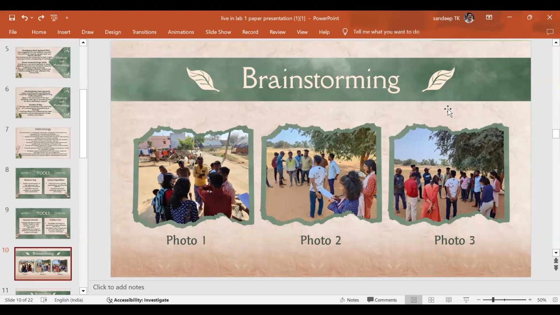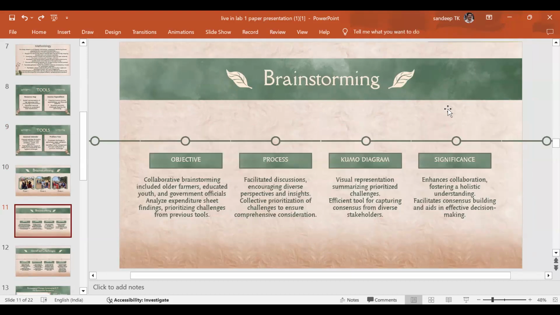In this 15 days time, we had different brainstorming sessions with the youngsters, community people, Anganwadi workers, and many other government officers, doctors, and other people. These are the four elements in the particular brainstorming session: facilitate discussion, encourage diverse perspectives and insight, collective prioritization of the challenges to ensure comprehensive consideration, and enhance collaboration, fostering a holistic understanding.